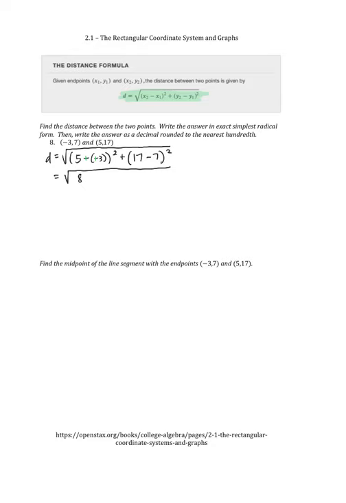So 8 squared plus 17 minus 7 is 10. So that would be 10 squared. That would be 64 plus 100, which would be 164. Now, there is the radical form. However, we need to make sure that is simplified.